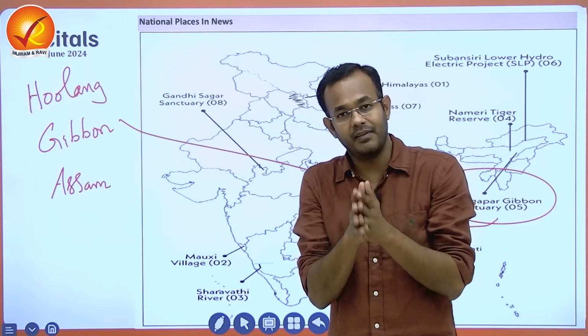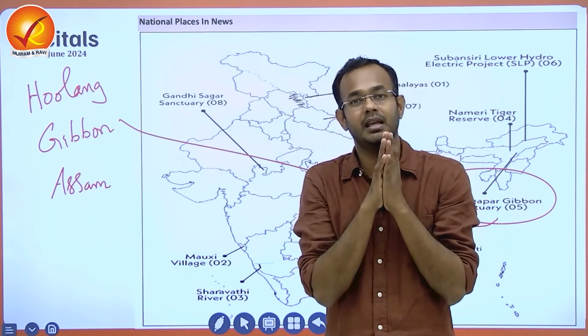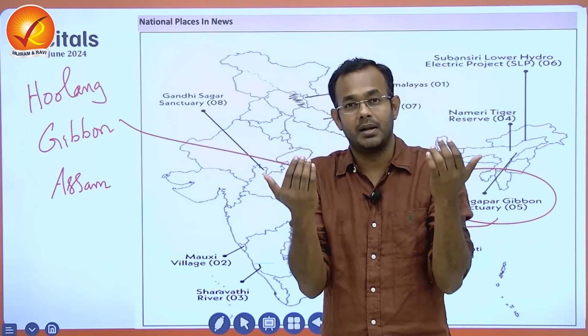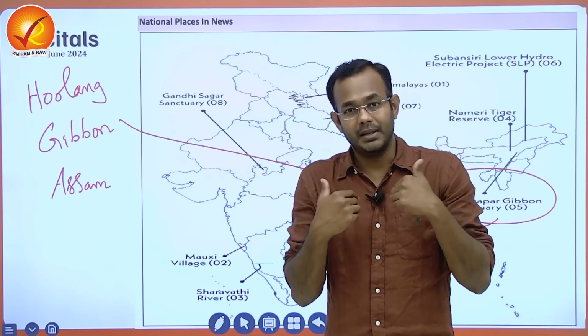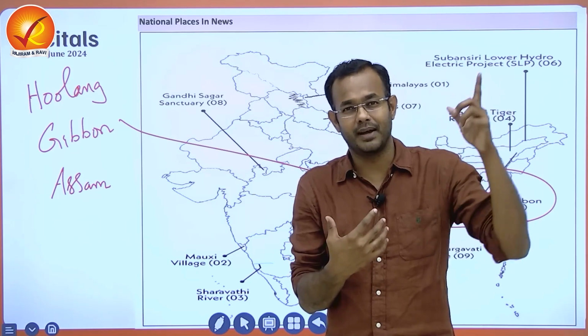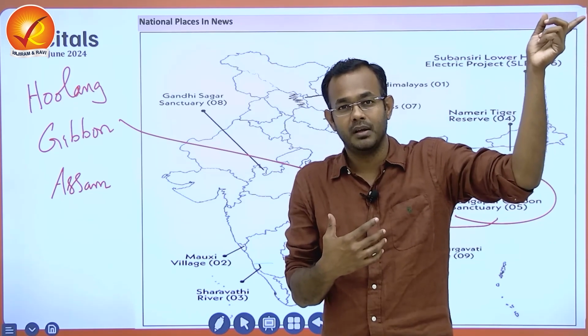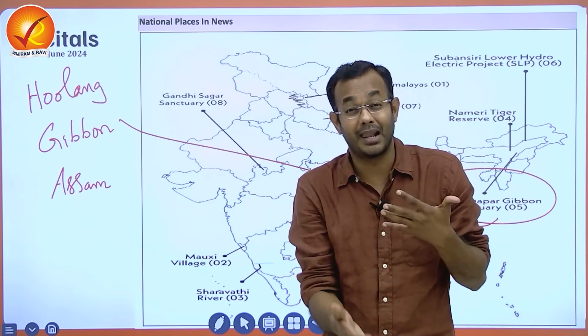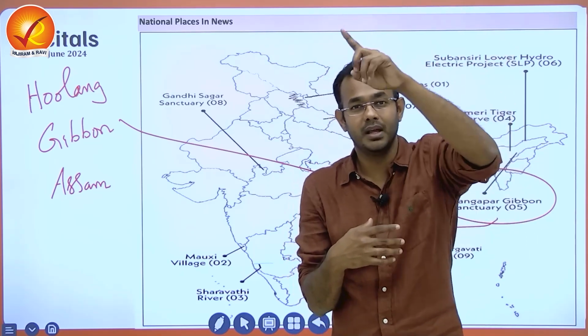There has been a railway track running in the wildlife sanctuary which bifurcates the region. And the Hoolock gibbon is an arboreal animal. What do you mean by arboreal? The animal moves from one part of the tree to another part of the tree. It does not locomote on the land largely. It moves in the tree regions.